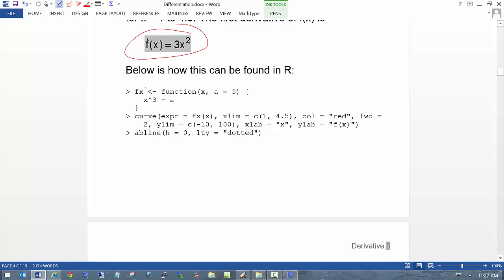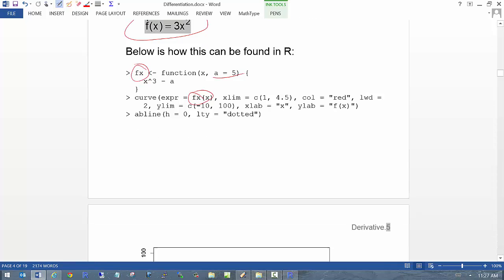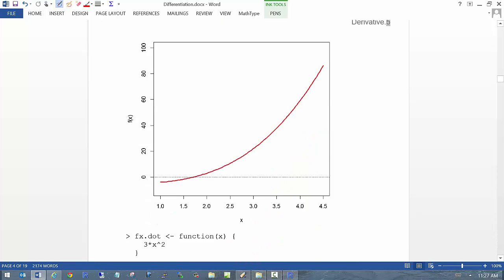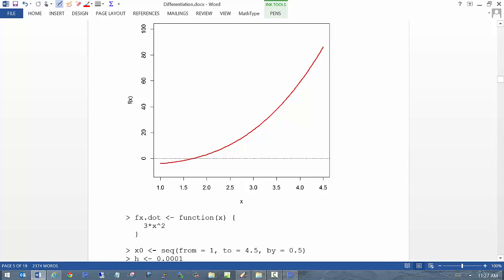So I create a function in R called fx, for lack of a better name, that's going to allow me to evaluate this function at x cubed minus 5. I use the curve function to plot the function, and this is what we get. Okay, so again, it's a very simple function, and what we want to do is be able to approximate the derivative from 1 to 4.5.